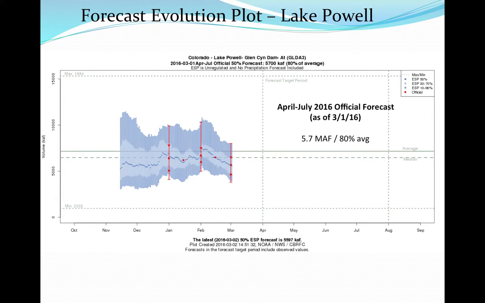Looking at Glen Canyon Dam and Lake Powell on the Colorado River there, you can just see the effect of that really dry February. We were forecasting just below average conditions on February 1st, and that very dry February continued the decrease, which led to a million acre foot decrease in the forecast. We're down to 80% of average for the Colorado River at Glen Canyon Dam.